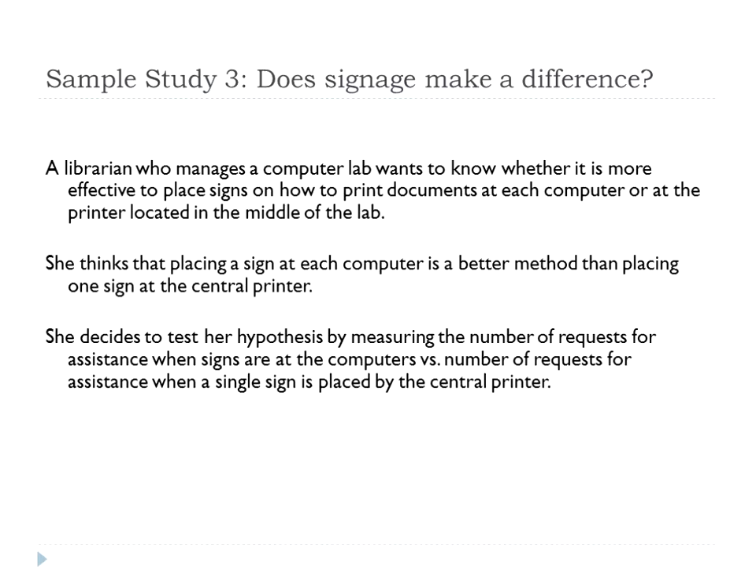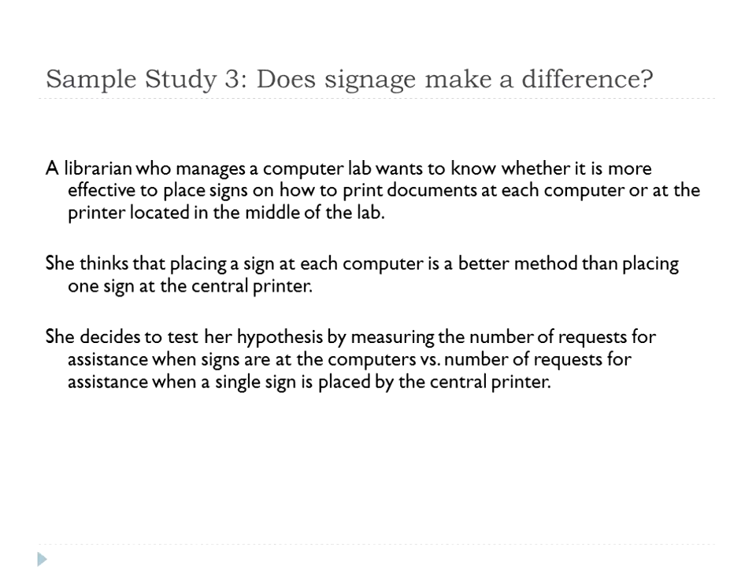And now we have samples of experimental designs. We have pre-experimental, now we're going to what's more experimental. This is a sample study called Does Signage Make a Difference? A librarian who manages a computer lab wants to know whether it is more effective to place signs on how to print documents at each computer or at the printer located in the middle of the lab.